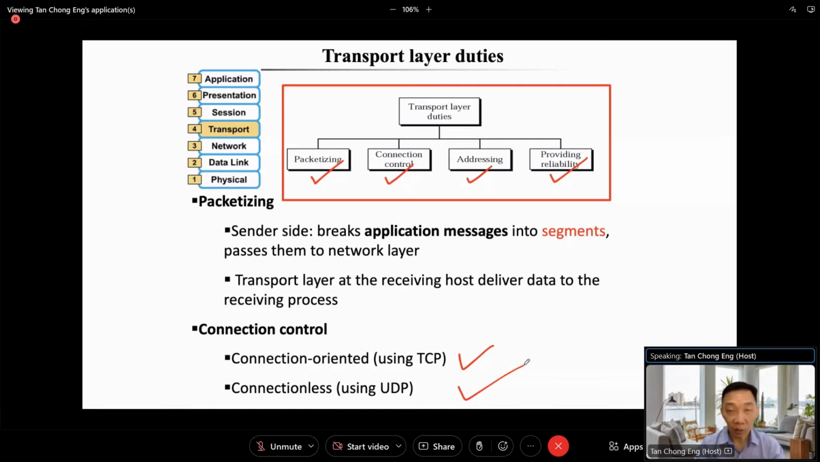The nature of UDP is just to keep sending to the destination without the need to worry about whether the destination is ready or not. It is something like when you watch YouTube, you can skip some of the scenes and you don't mind, you see. You don't mind if you watch a movie over YouTube and maybe a few seconds of scene got lost. Do you mind? You don't mind. You don't even notice, you see. So for that kind of application, we normally use UDP, which is a connectionless control.